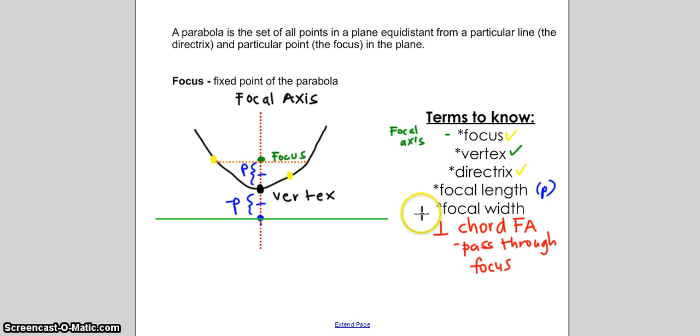And what you need to know about your focal width, besides what we already have written, your focal width is the absolute value of 4p. So he does have an equation to know as well. So that orange line right in here, that is your focal width. It's how wide your parabola is, and it's always going to be the absolute value of 4p, whatever your p happens to be.